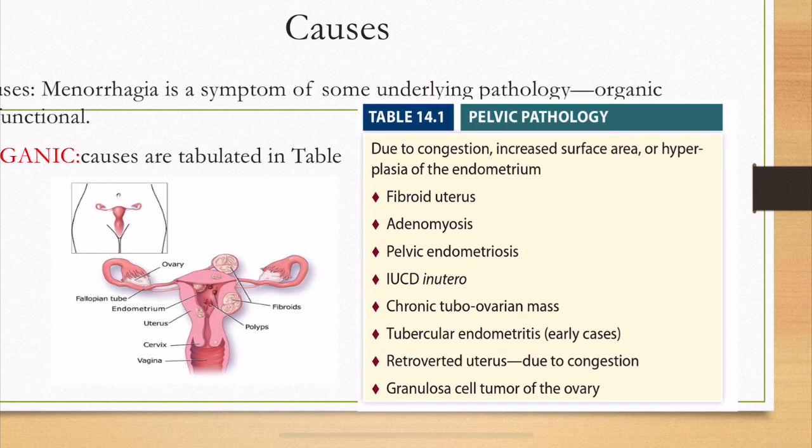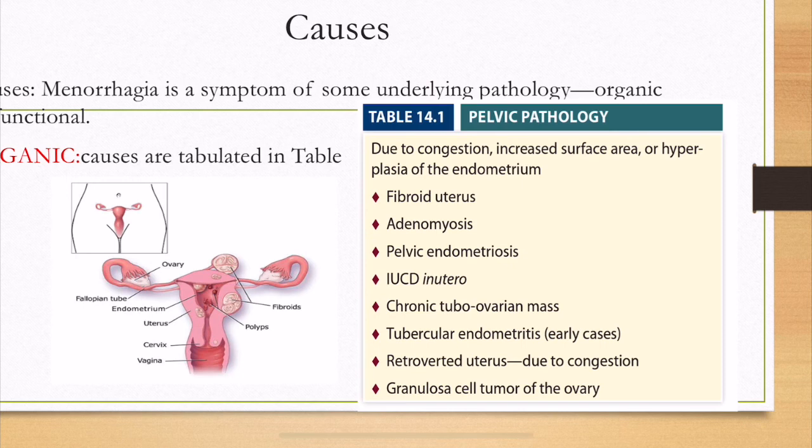Tubercular endometritis. You see, tubercular. It is caused by Mycobacterium tuberculosis. It could be secondary from the lungs or the PID. This will result in genital tuberculosis. The genital tuberculosis can in turn result in tubercular endometritis.